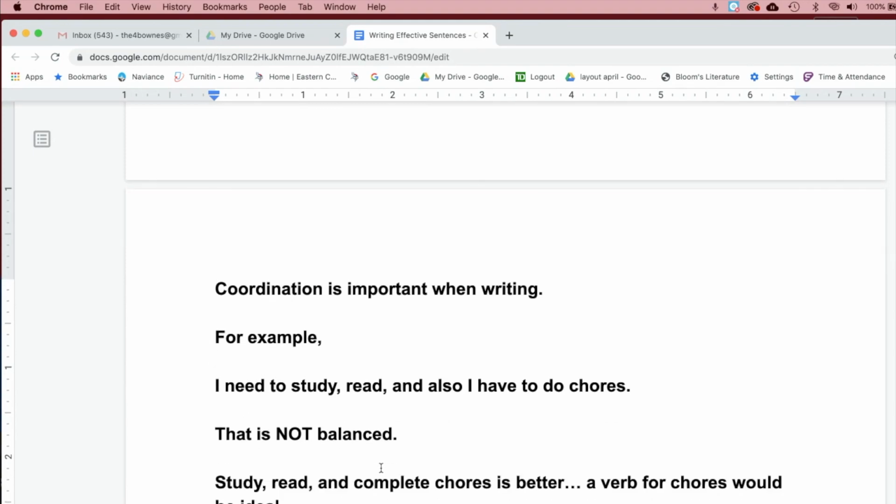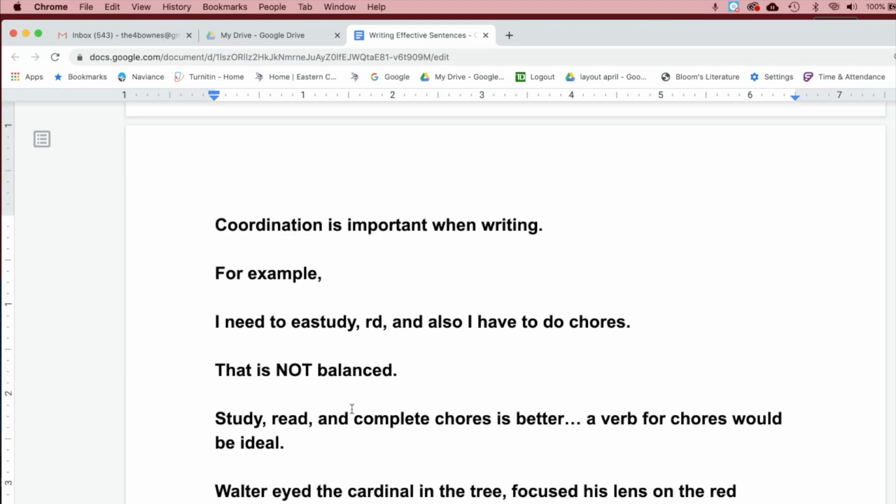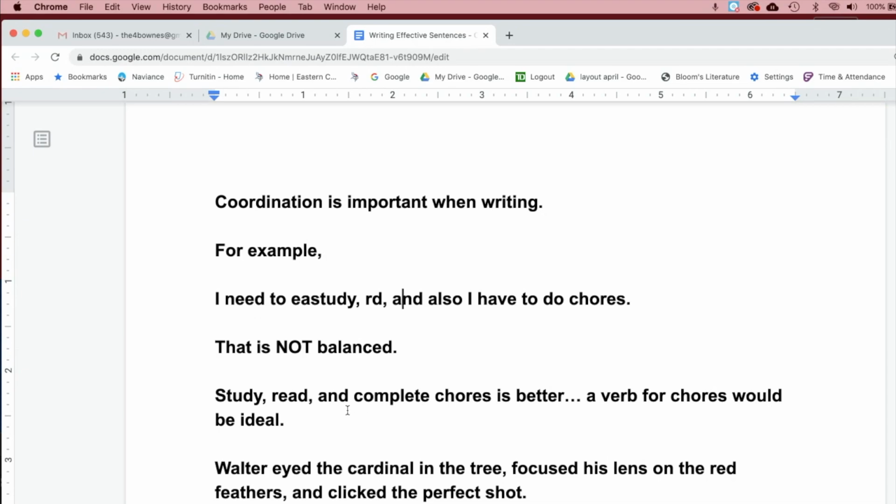Coordination is important when writing. For example, "I need to study, read, and also I have to do chores." This is not balanced, right? This is one, this is one, this is 1, 2, 3, 4, 5, 6, 7 words, okay? It's not balanced. If this is the fulcrum here, and this is like a teeter-totter, this has too much weight. "Study, read, and complete chores" is better. A verb for chores would be ideal, right?